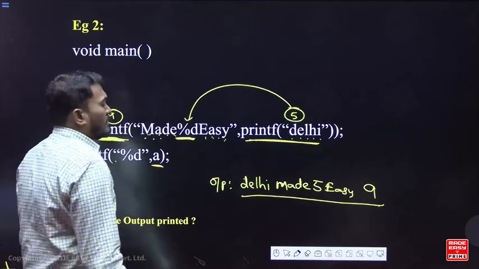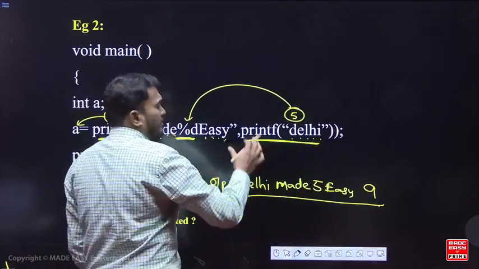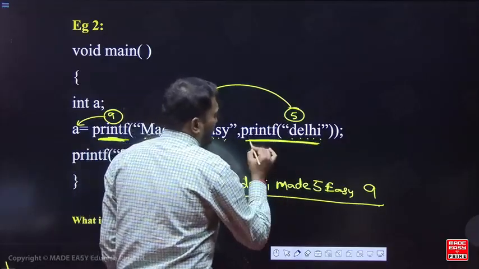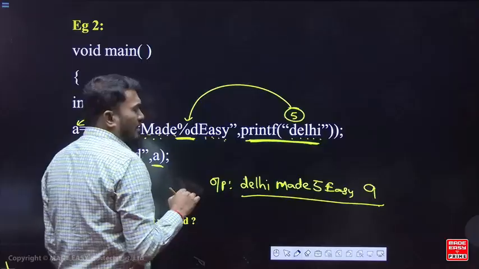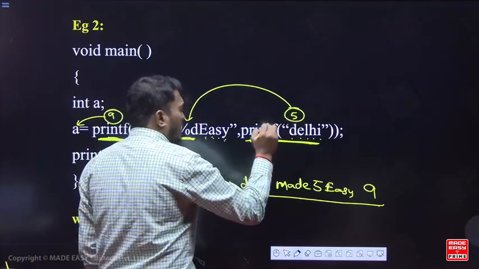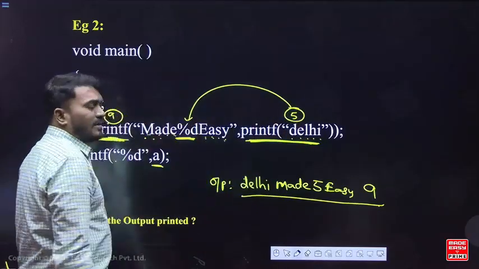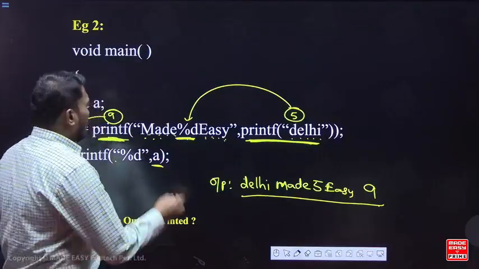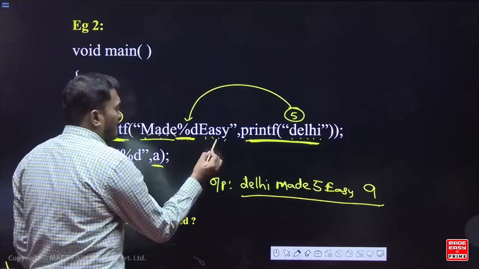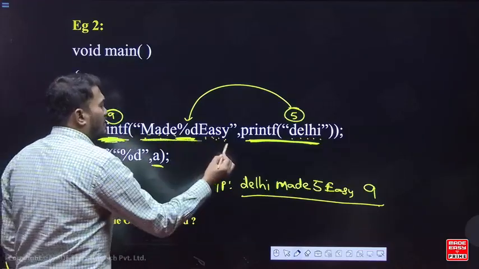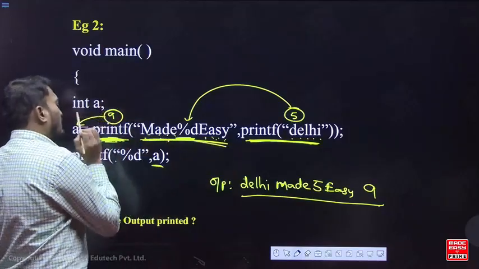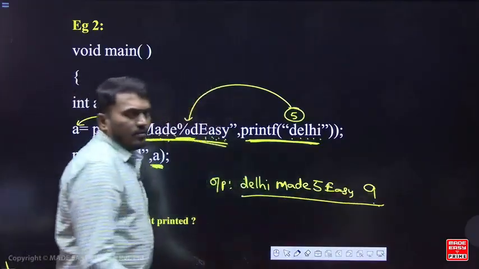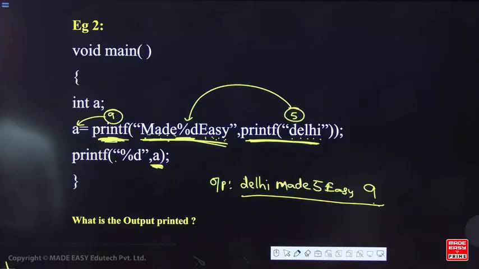Kumari Sneha, what was your doubt? I said printf will evaluate from the right side. It will execute from the right side. So first, the printf with Delhi: Delhi will print on the screen. And this printf is returning which value? 5. That 5 will be taken care of by %ld, because %ld is a format specifier to print an integer. So it will print made 5 easy. And this printf is printing how many symbols? This many symbols, that is 9. That 9 will be assigned to A. So if I print A here, it will print 9. If you have a doubt, you can just execute and check.